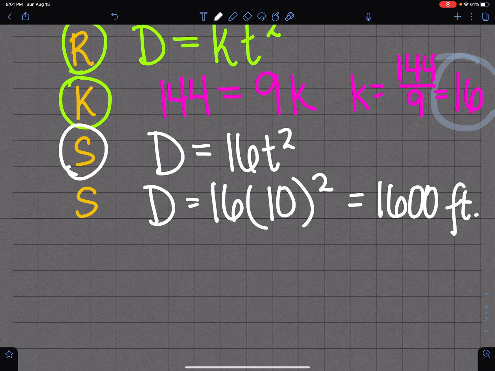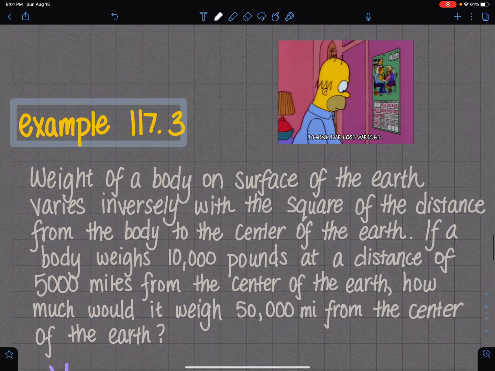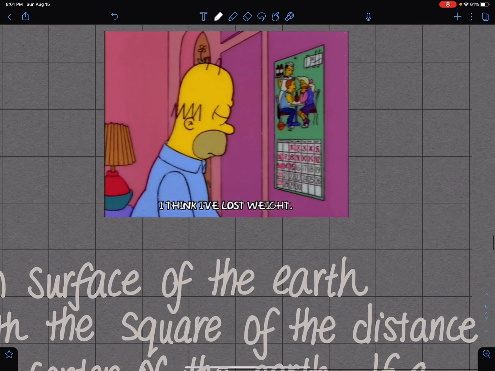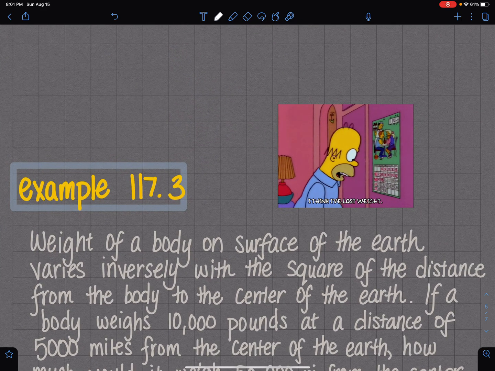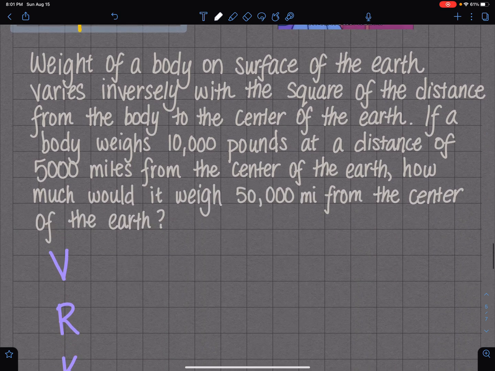Sweet. Let's do the next example, 117.3. This one is about body weight. I think I've lost weight. Oh, is that the one where Homer gets in shape? I can't remember. All right, let's do 117.3.